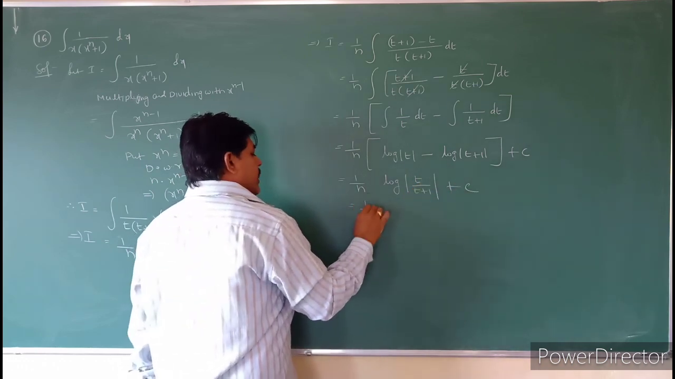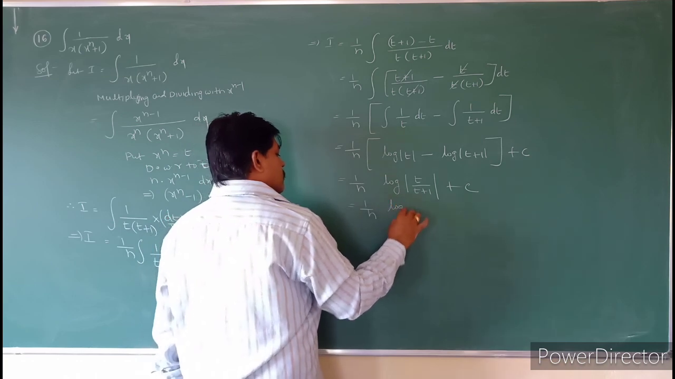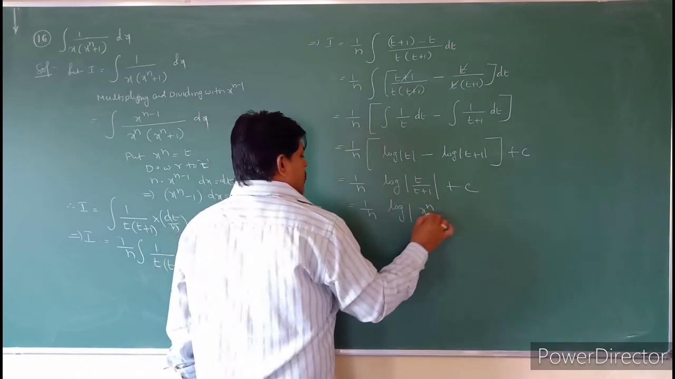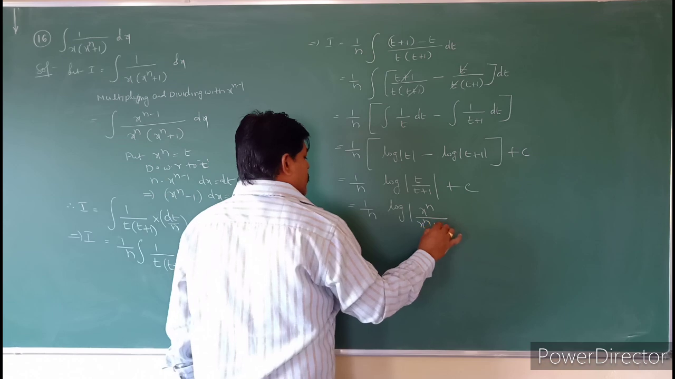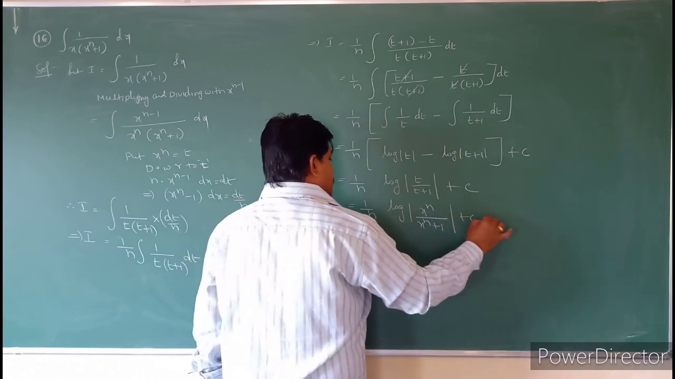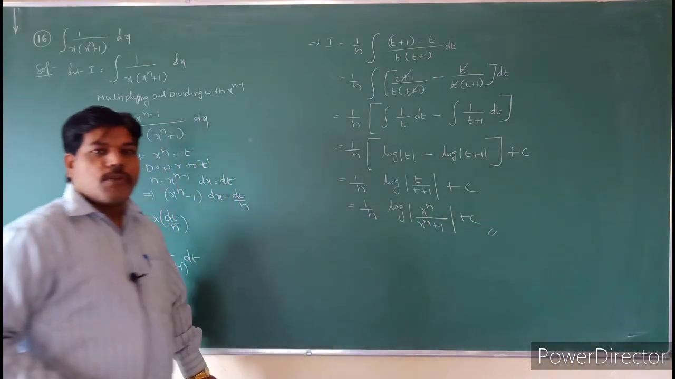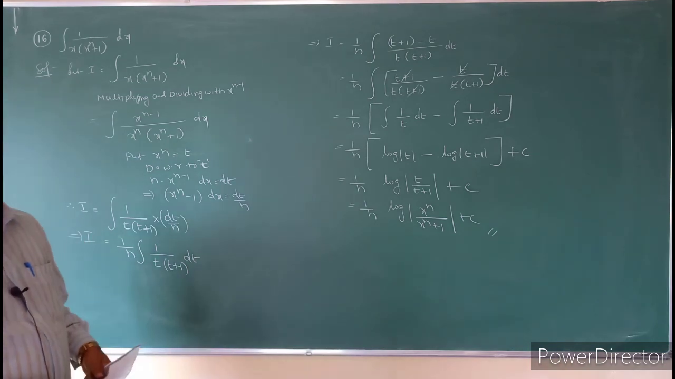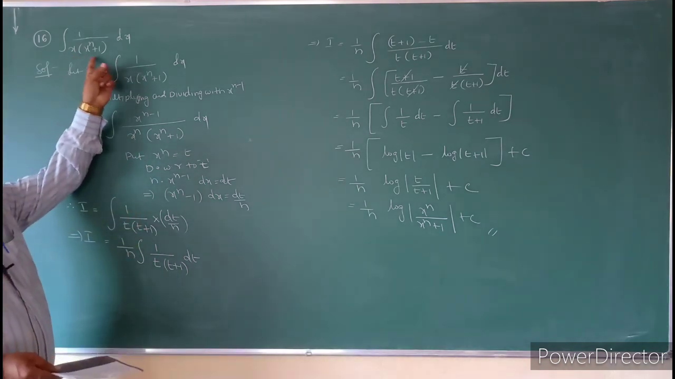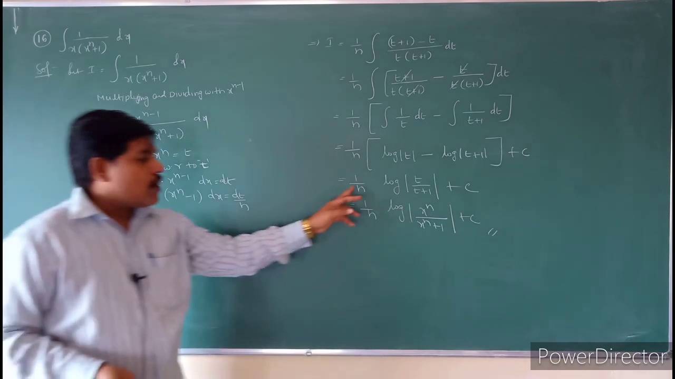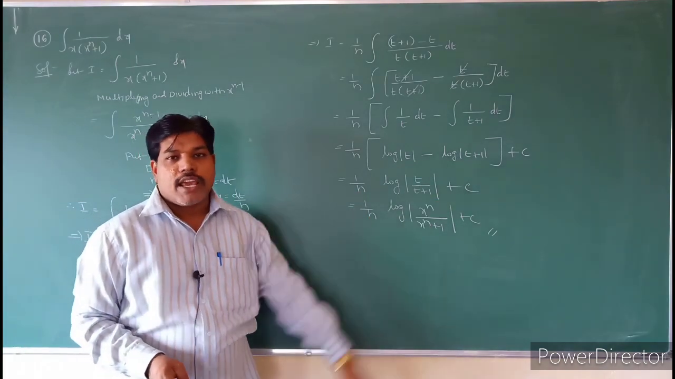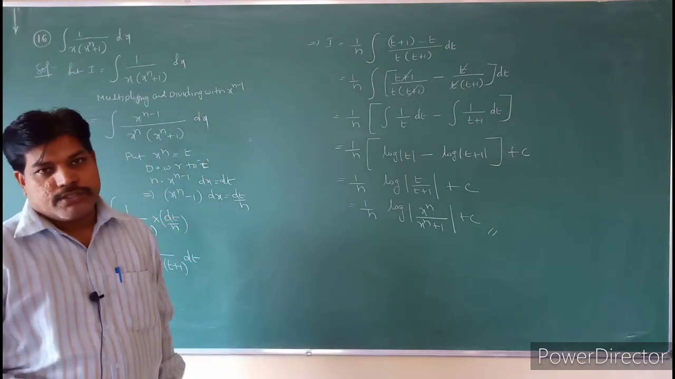So what is the t value? t value is nothing but x power n by x power n plus 1 plus c. So this is the formula we will use in the objective. So the integral of 1 by x into x power n plus 1 into dx is equal to 1 by n into log of x power n by x power n plus 1 plus c.